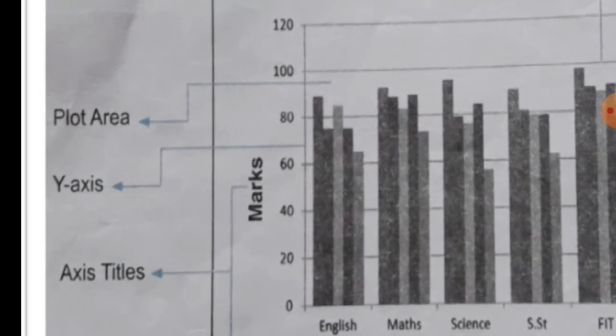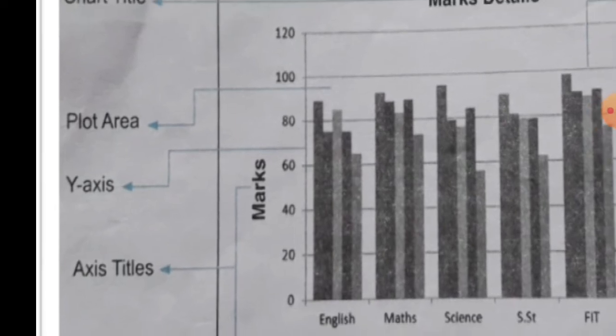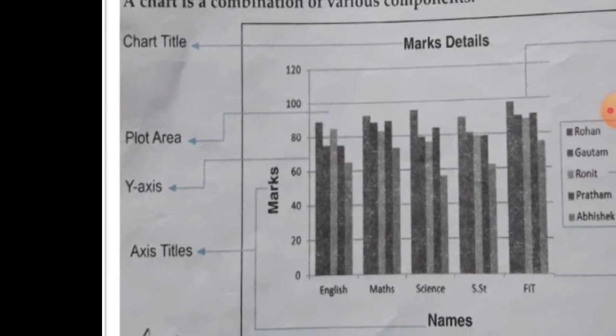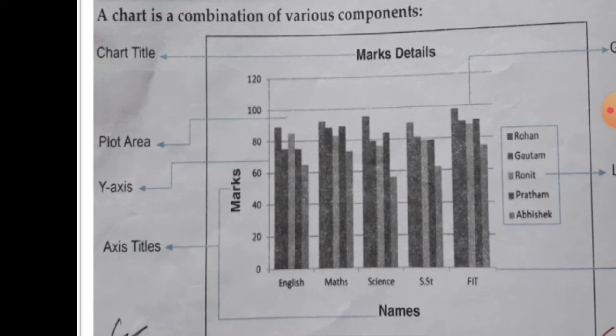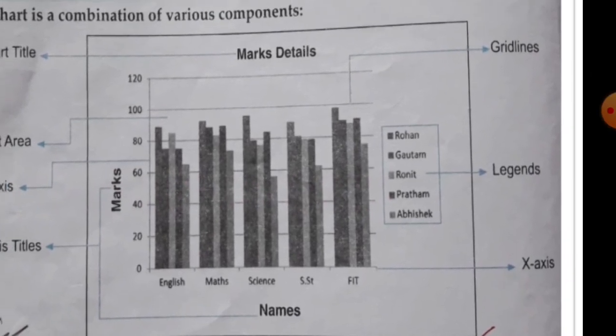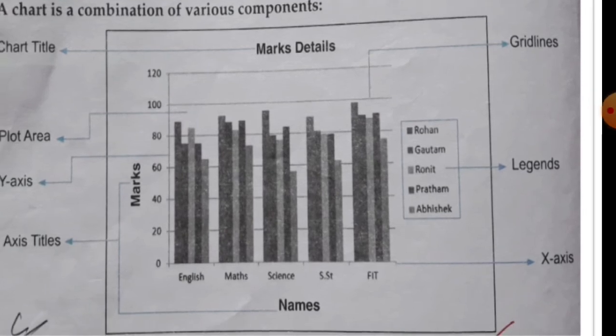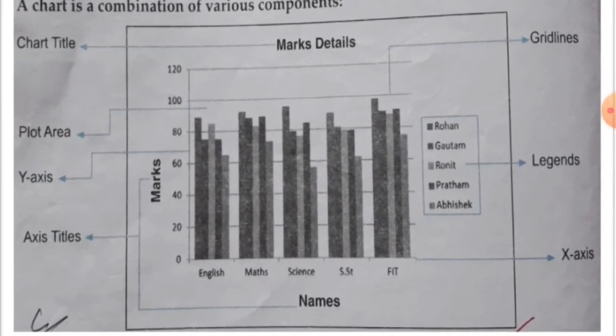Now y-axis. Y-axis is also called value axis. It is a vertical axis of the chart along which the values of each data series are plotted. It is also called a series or rank axis. You can see here y-axis and here it is x-axis.